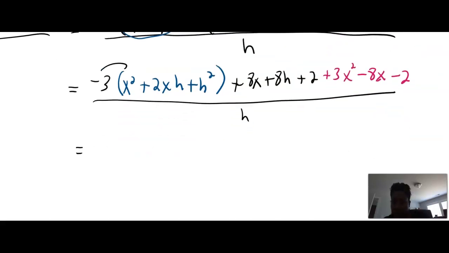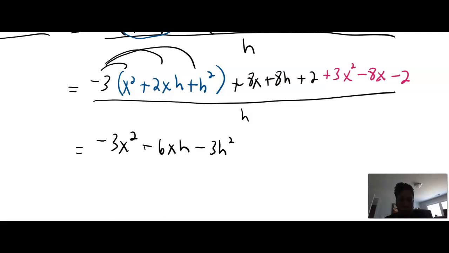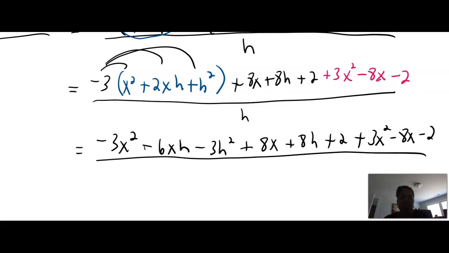So let's distribute here. We have a negative 3x squared. Distribute again. We have a negative 6xh. Distribute one final time. We have a negative 3h squared. And plus 8x plus 8h plus 2 plus 3x squared minus 8x minus 2 all divided by h.